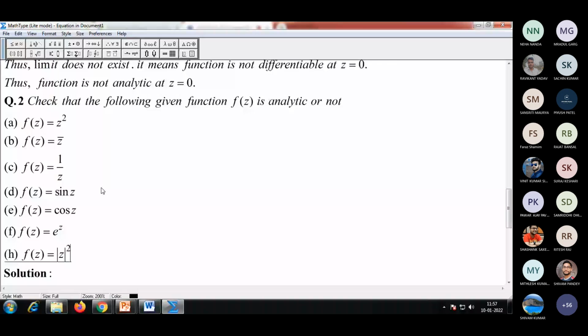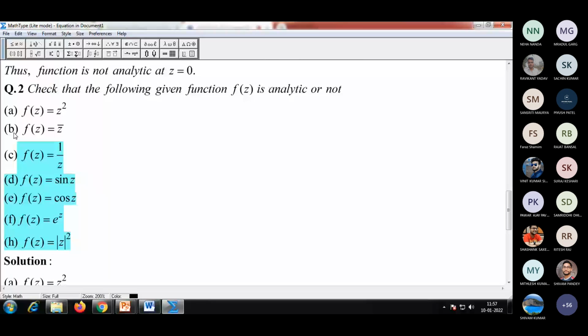Have you noted the questions? Note them down, and if you have any problem, we will discuss it in the next class.